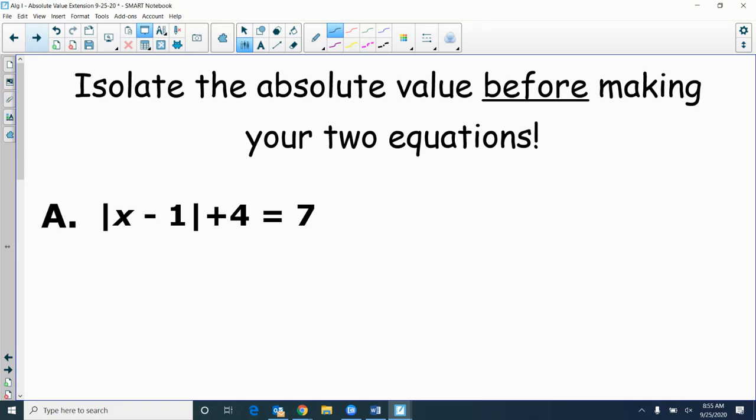A real big key here, where it says at the top, is to isolate the absolute value before making your two equations. So you cannot break this one apart and make it 7 and negative 7. That will give you one of the answers wrong. So to isolate the absolute value, I take this plus 4 and move it to the other side by subtracting 4. I got to balance it out, so I subtract 4 on the left, I subtract 4 on the right. Now that gives me x minus 1 equals 7 minus 4, which is 3.